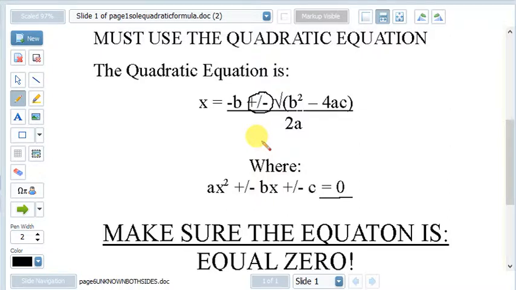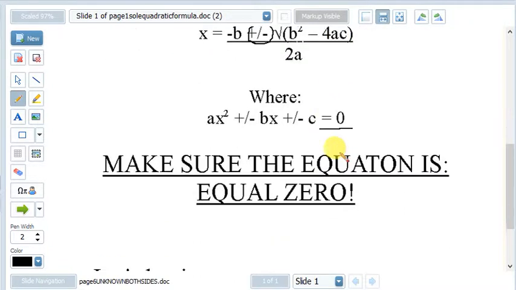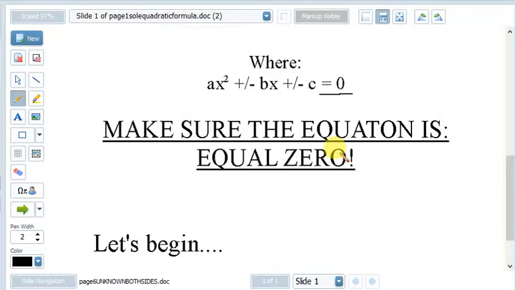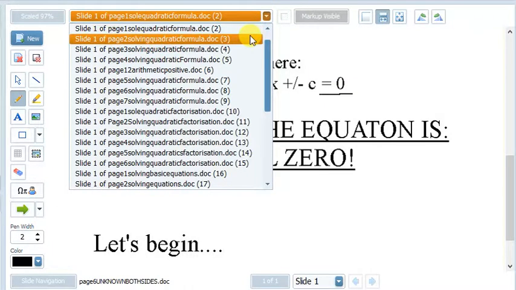So this formula uses the quadratic, where a, which is this value and this value, is the number in front of the x squared. The b's, which is this and this, is the number in front of x, and the c is put here in the quadratic formula. What you've always got to make sure is that the equation is equal to 0, as we can see here. Okay, so let's move on.